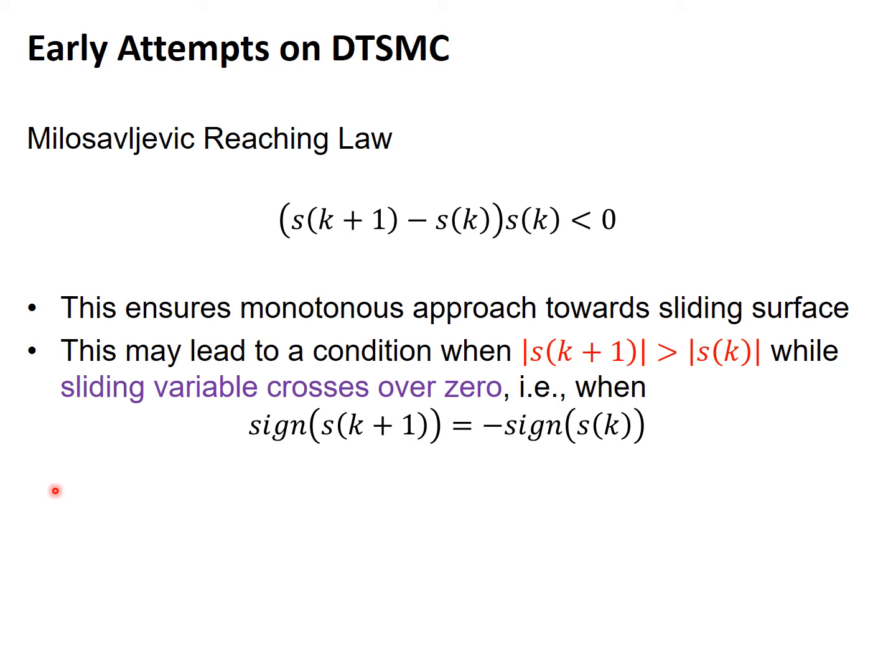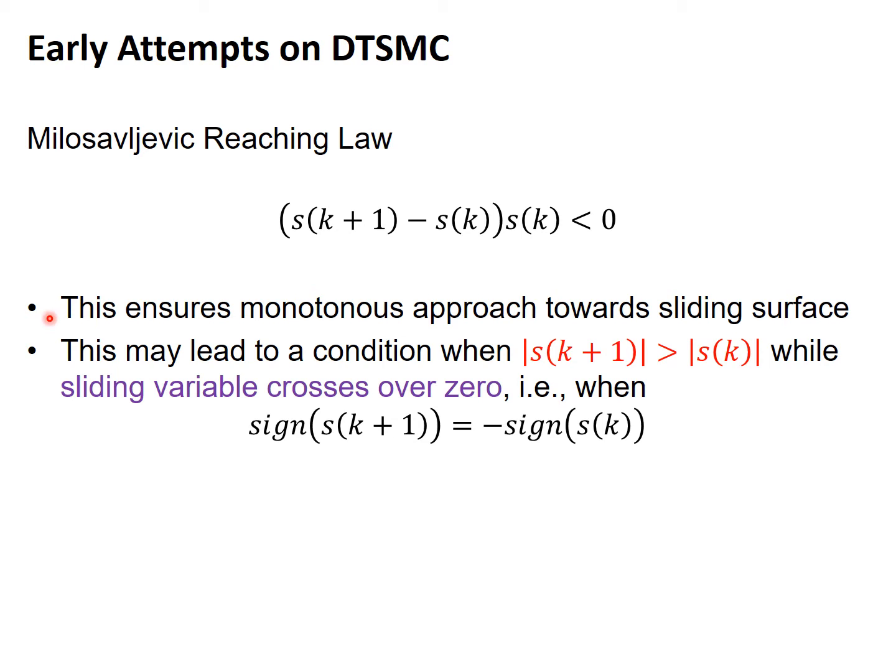So now we come to the exposition of discrete time sliding mode control, how it has come into the literature. The first attempt was made by Milosavljevic, and what he proposed is this: whatever your sliding variable is, it must follow this law. So if you follow this reaching law, he said that your sliding variable will come towards 0.